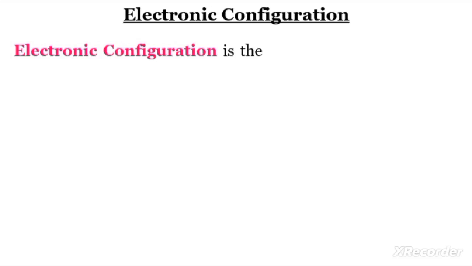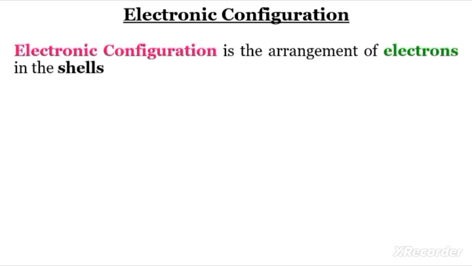So the next thing that we are going to look at is electronic configuration. So what is electronic configuration? Electronic configuration is the arrangement of the electrons in the energy levels or in the shells. The arrangement of electrons in the shells or energy levels or layers is called electronic configuration.